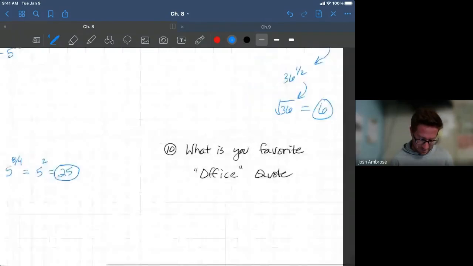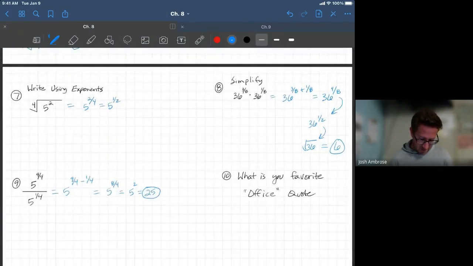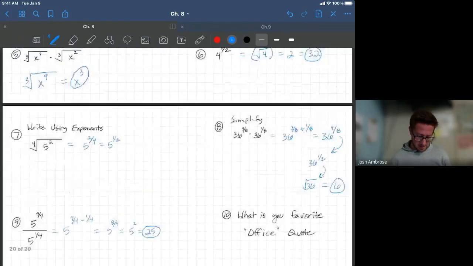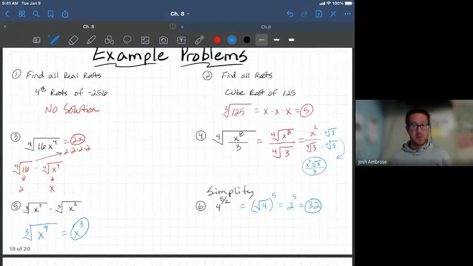All right. Let's zoom out. Everything, example problems right there, 7 through 10. All example problems right there, 1 through 6.